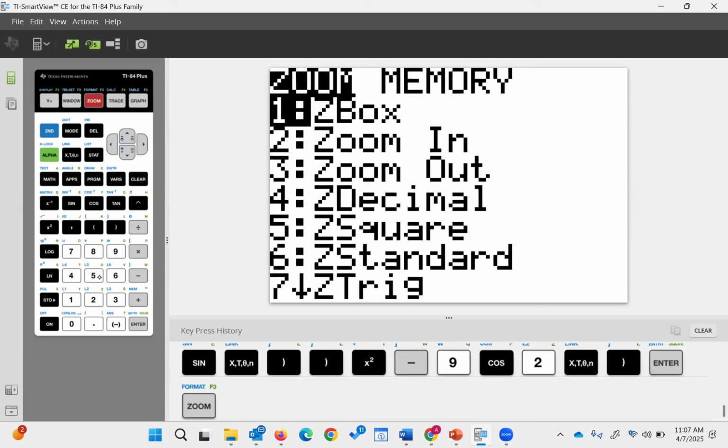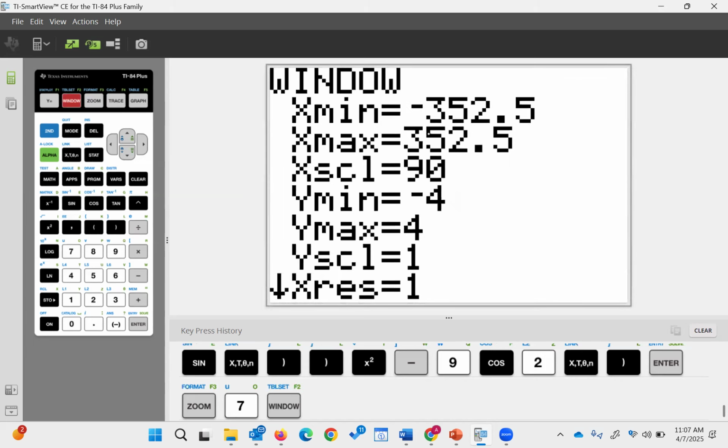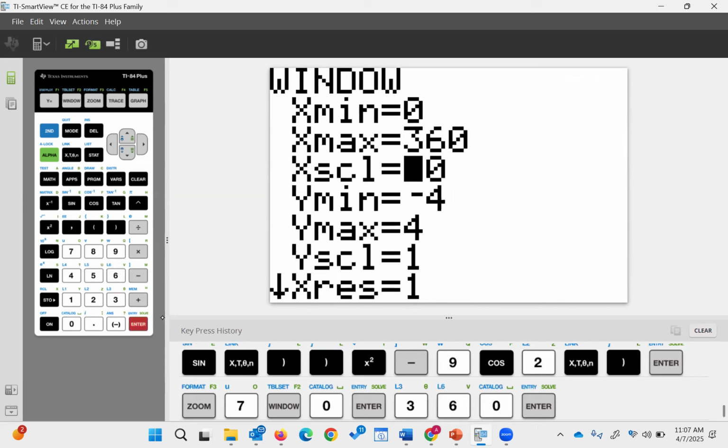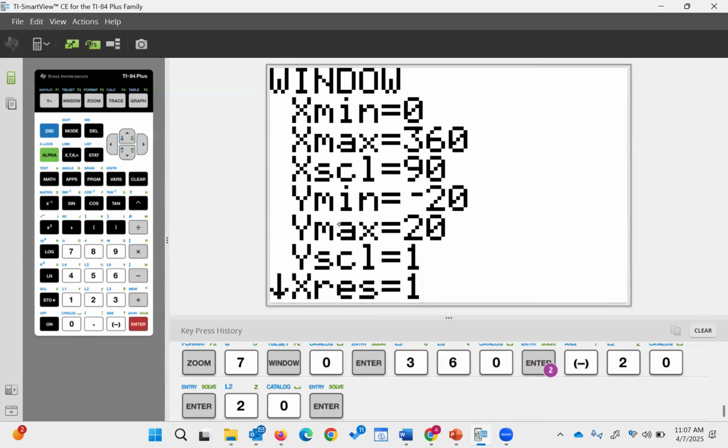So zoom and trig zoom. Let's go to window. First of all, I don't need to go to negative 360, so I'm going to put 0 on this one. I'm actually going to go to 360 because I want to see what it looks like every 90. And then this would be negative 20 to positive 20, because I want to see as it comes up and goes down.